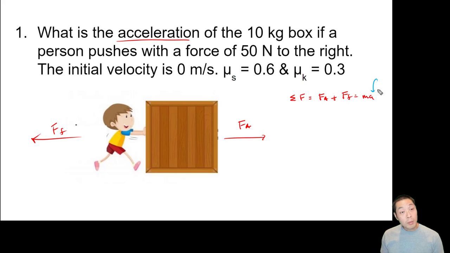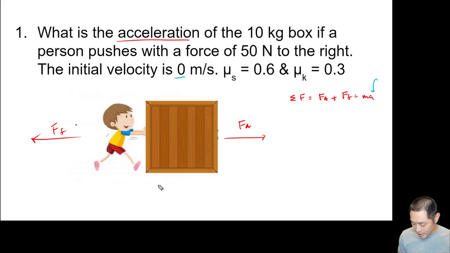The problem is we have no idea what kind of friction this is. Is this static or is this kinetic? If it's static, it's easy. It's not moving, because static only works if it's not moving. So we don't know if it's kinetic or static. Let's find out. It starts at rest, so we have to figure out whether it moves or not.